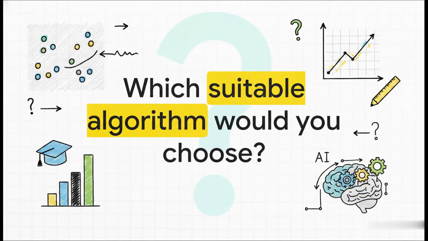To wrap things up, I want to leave you with a provocative thought directly inspired by the quiz in our source material. If you were suddenly handed a massive, complex dataset of thousands of student records and you were tasked with predicting their exact, continuous final grade, which suitable algorithm would you choose? And importantly, which metric would you use to evaluate it? Think back to those core differences between classification and regression we just talked about.